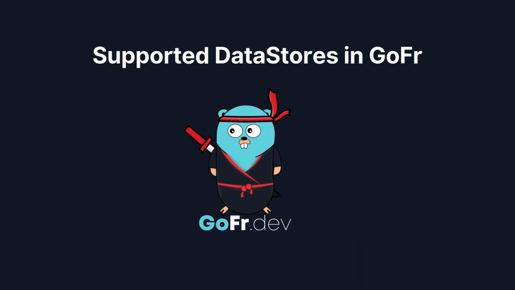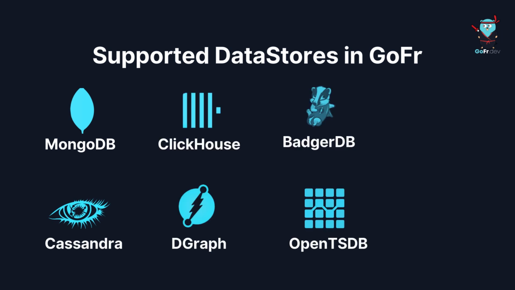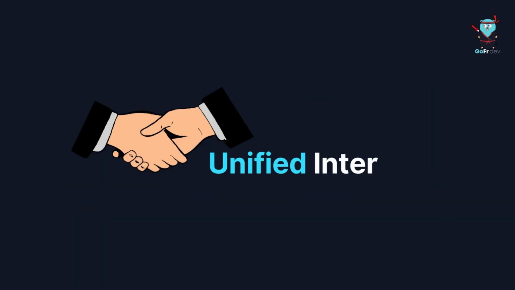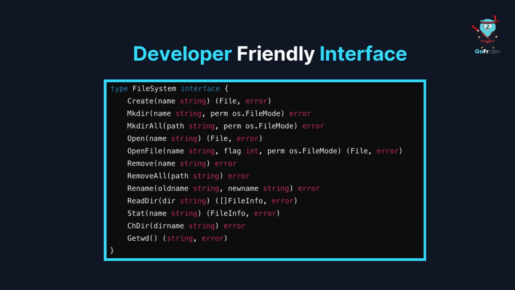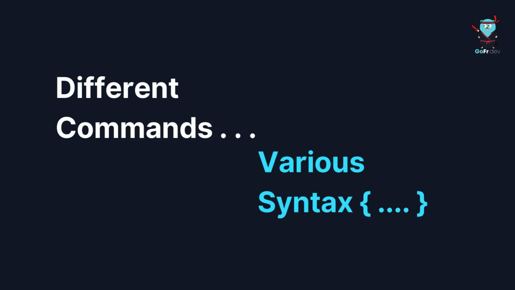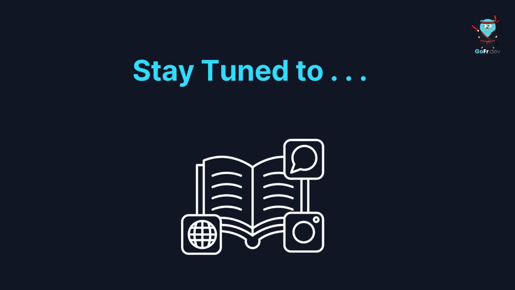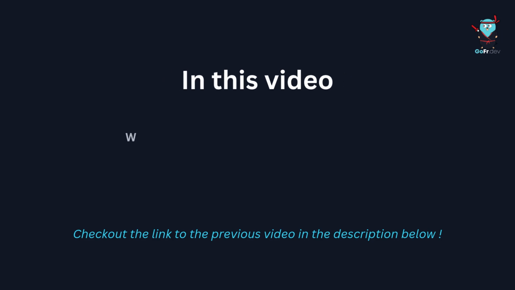Currently, GoFr supports data sources like MongoDB, Cassandra, ClickHouse, Dgraph, BadgerDB, OpenTSDB, ScyllaDB, and Solr. For file management, GoFr provides a unified interface across file systems like FTP, S3, and SFTP. This developer-friendly interface eliminates the need to remember different commands or syntax for tasks like reading, writing, creating files, etc. In the upcoming videos, we'll explore how to seamlessly handle files within your GoFr applications, including best practices for storage, retrieval, and more.